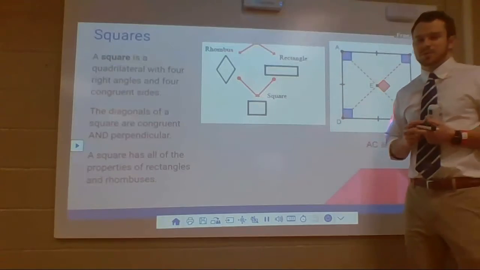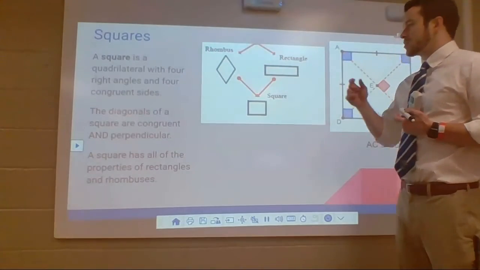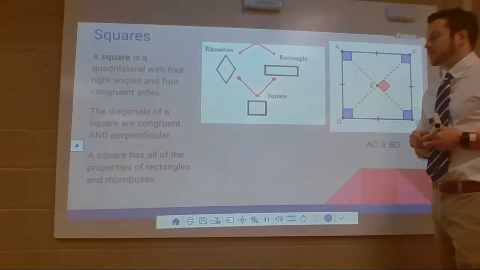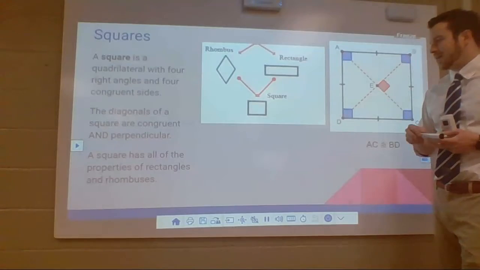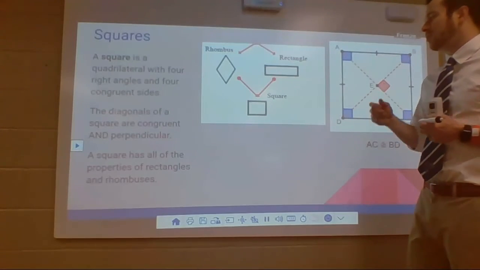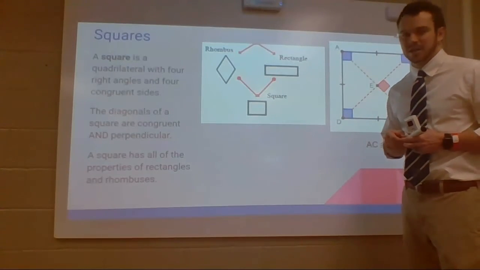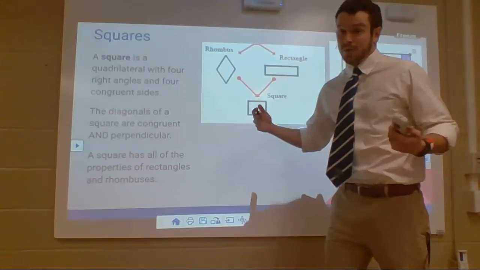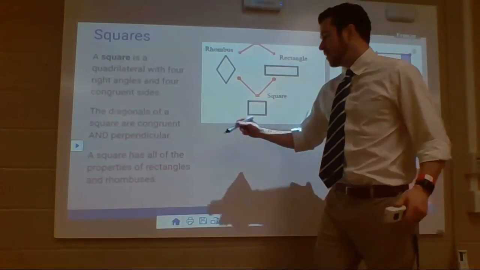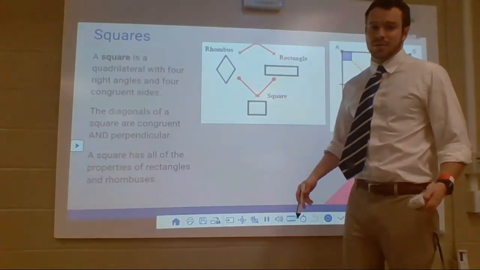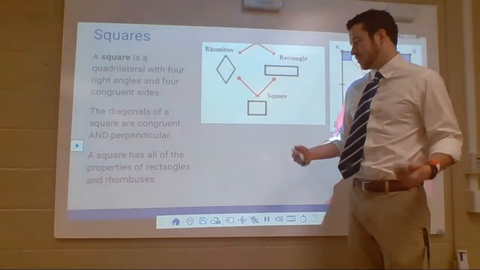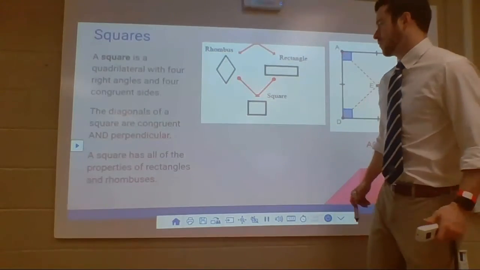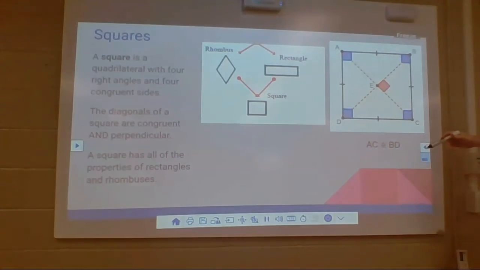Now lastly, let's move on to squares. A square is a quadrilateral with 4 right angles and 4 congruent sides. The diagonals of the square are congruent and perpendicular. It gets the congruent diagonals from daddy rectangle, right? And the perpendicular diagonals from mommy rhombus. Okay, so it has all the properties of rectangles and rhombuses.